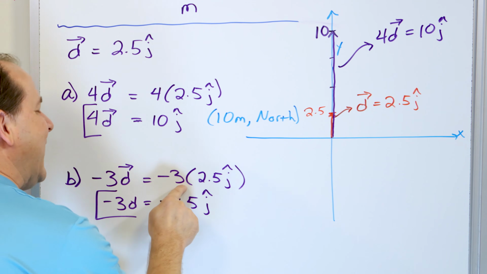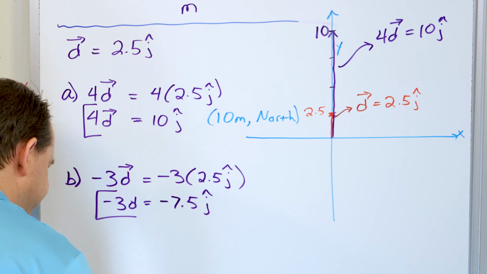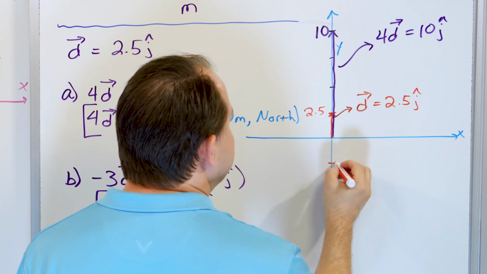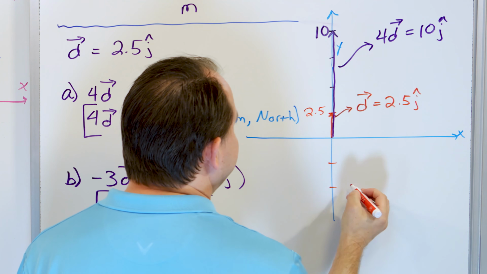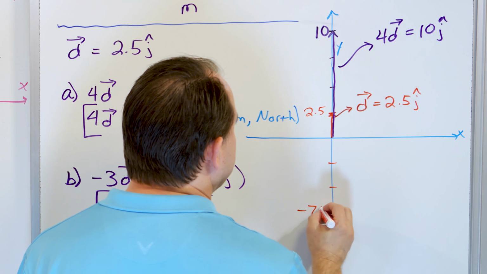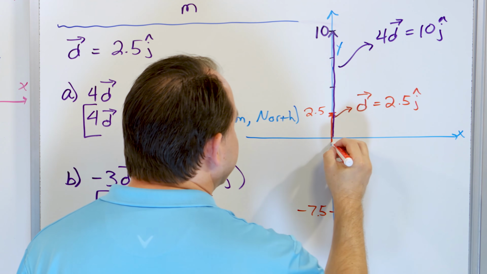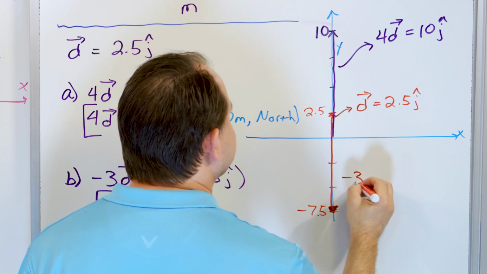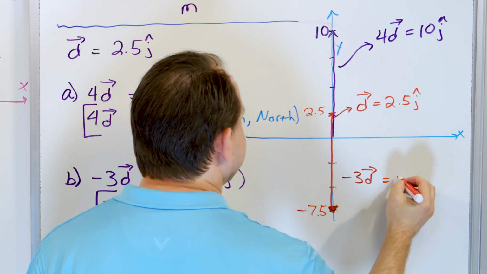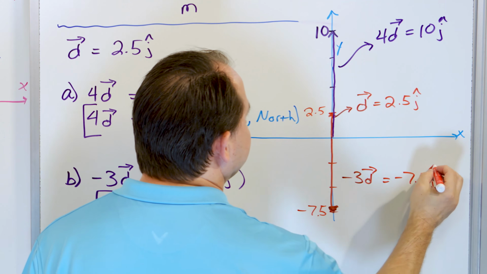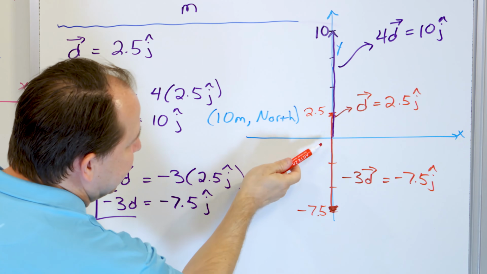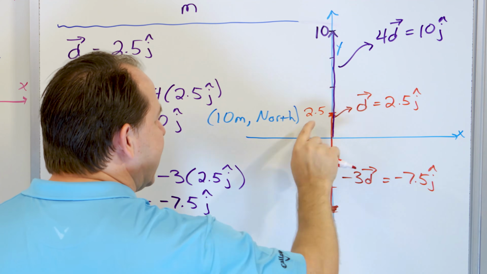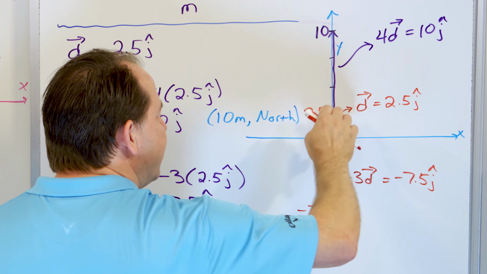When you multiply it by a negative number, you get a negative 7.5 down here. So if we go down here and say, all right, if this is negative 2.5, and then this would be negative 5, and this would be negative 7.5 down here, then this vector is pointed down here like this, and the negative 3 times d vector is negative 7.5 in the j direction, down like this. So notice that this one is 3 times longer, but in the opposite direction, because when you multiply by a -1, it flips that thing around, and then you stretch it.